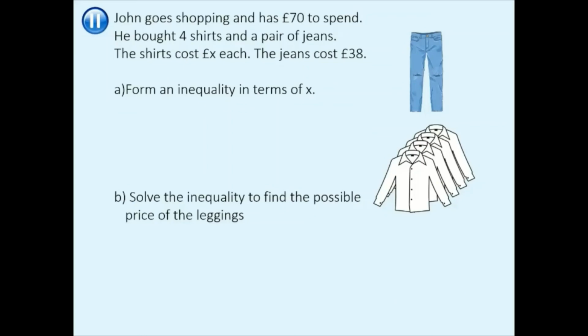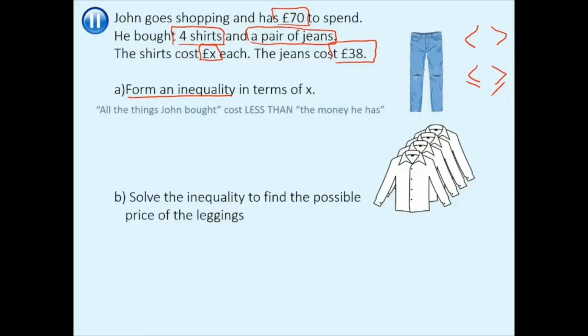Finally, this is a common sort of worded question where you have to form your own inequality. Think about this very carefully as you do. What we have is John, he goes shopping and has £70 to spend. He buys 4 shirts and 1 pair of jeans. The shirts cost X, the jeans cost £38. Form an inequality. Okay, that means you're going to have one of those 4 symbols. You're either going to have that, or that, or that, or that in your answer.